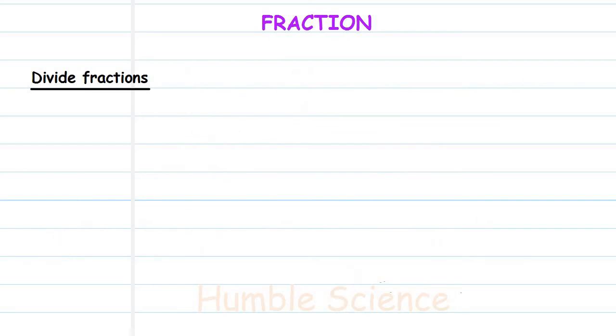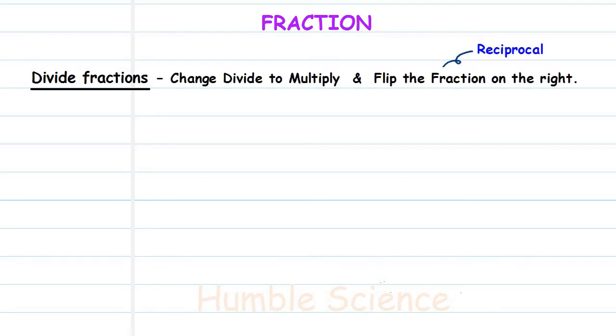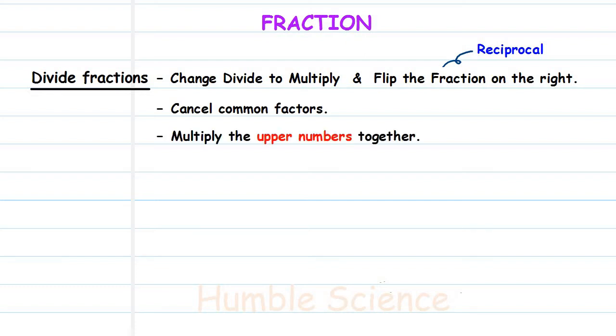Now let's try dividing fractions. In order to divide fractions, we will follow these simple steps. First, we will change from divide into multiply, and then flip the fraction on the right into its reciprocal. Once we did that, we can follow the same steps that we use in multiplication. We can cancel out the common factors, then multiply the upper numbers together, and then multiply all the lower numbers together. Let's take a look at an example.